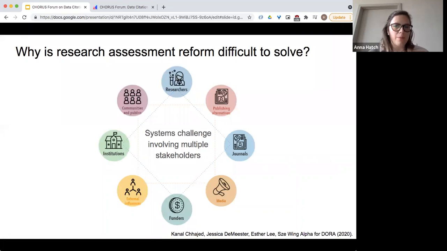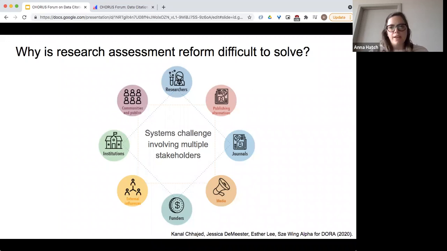Research assessment reform is difficult to solve, and this is because it's a systems challenge that involves multiple stakeholders. And what makes this even more challenging is the fact that individual interventions are not going to be effective. Point solutions cannot solve systems challenges. Instead, solving this type of challenge requires a collaborative approach that addresses the underlying culture, infrastructure, and conditions at an organization or a larger system.